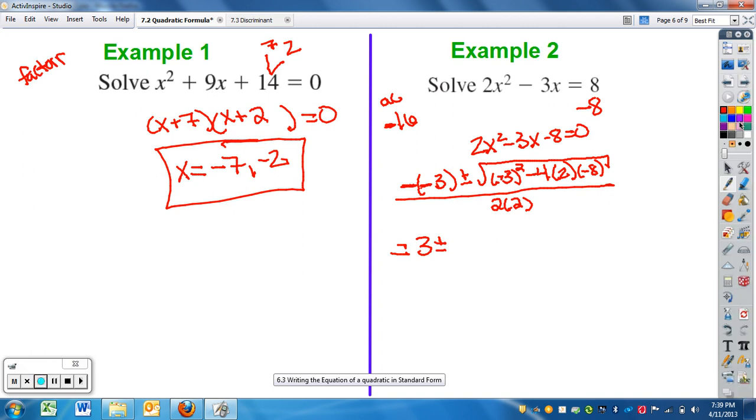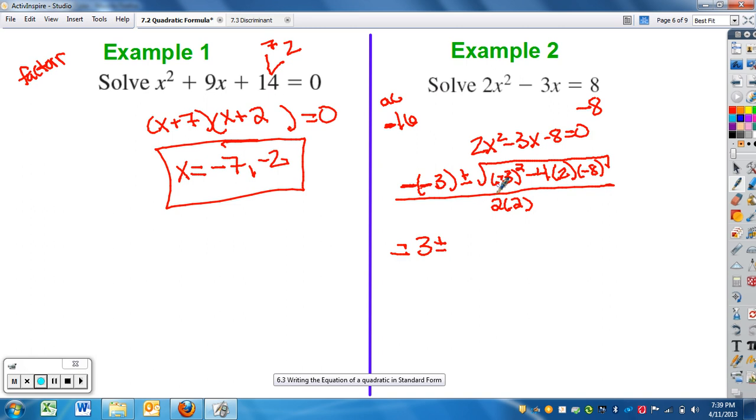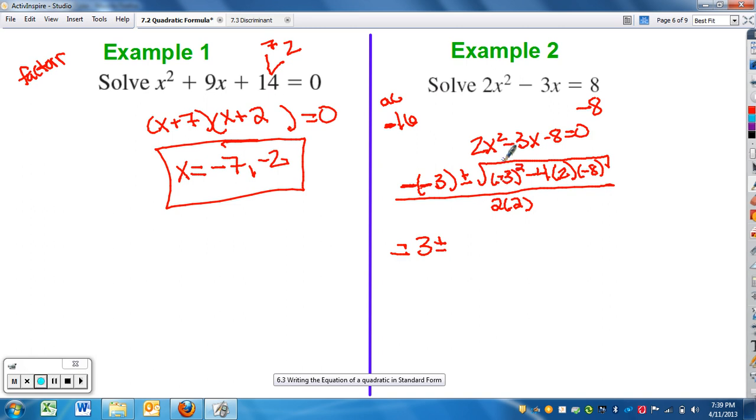I'm going to do the square root. I'm going to show you something I like to do to kind of save space. I go negative 3 squared. I just write the number above it. So that's 9. Then I go negative 4. Again, we treat the 4 as a negative. Negative 4 times 2 times negative 8. That's negative 8 times negative 8 is plus 64. So then I have the square root of 73.